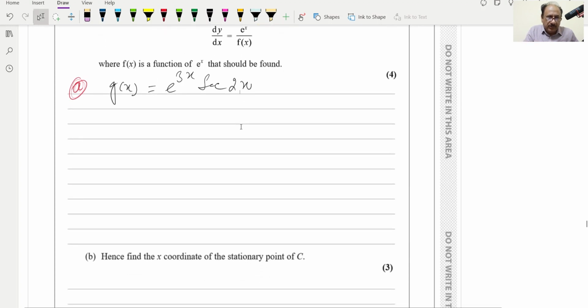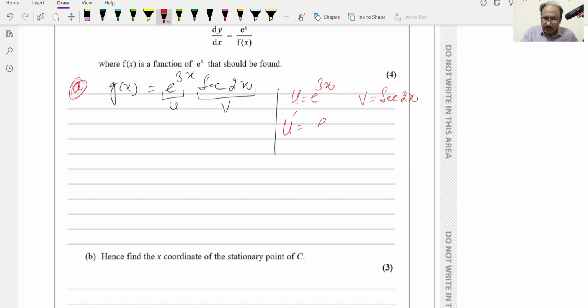So it is in u into v format, so we can take this portion as u and this portion as v. For example, u is equal to e raised to the power 3x and v is equal to secant 2x. So u dash will be the derivative of e raised to the power 3x, which is 3 e raised to the power 3x, and the derivative of secant 2x, v dash, we can write as 2 secant 2x tangent 2x, because secant x has derivative secant x tangent x.